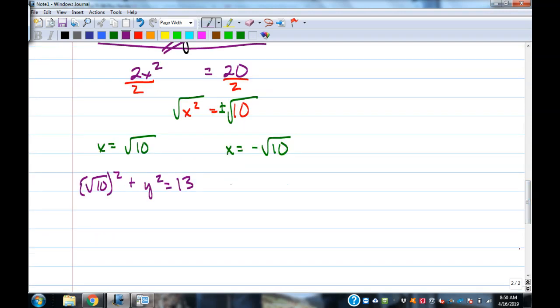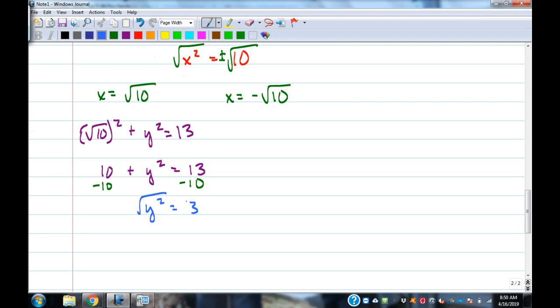And then when I square the square root of 10, I get 10. I subtract 10. Y squared is equal to 3. And then I take the square root. And I introduced a square root, so I've got to have plus or minus. So when x is the square root of 10, I actually get 2 y values that go with that.